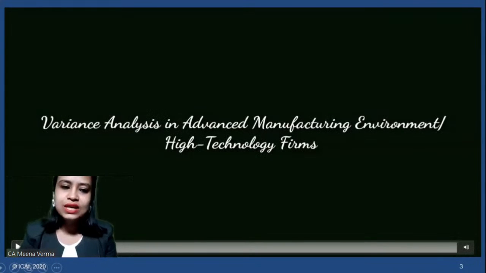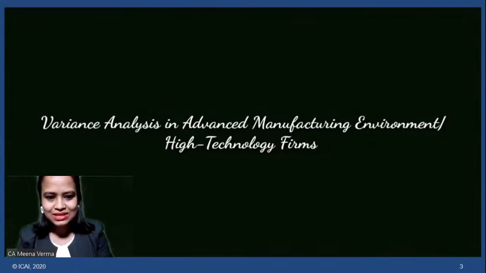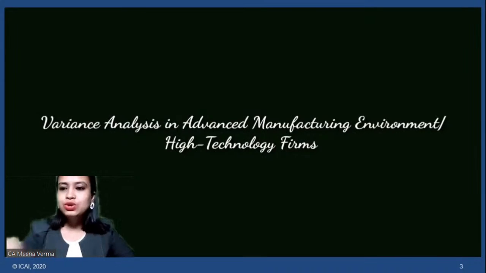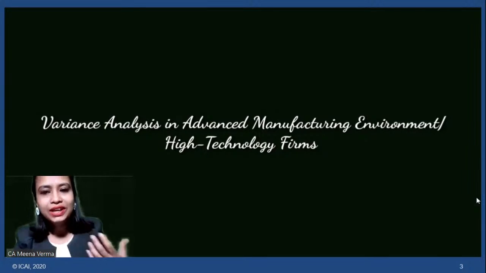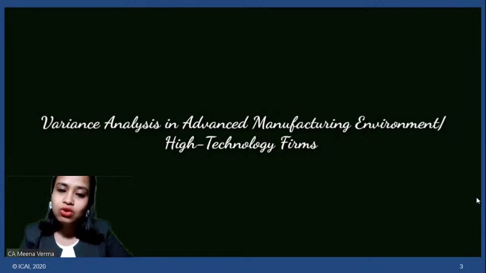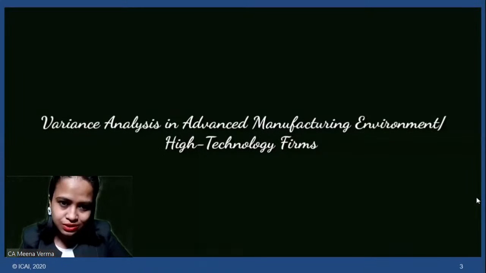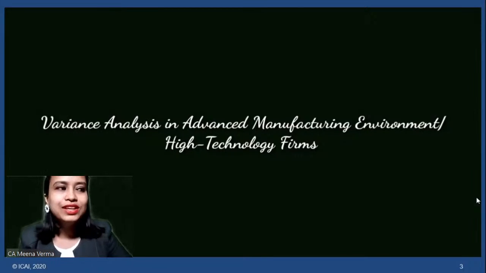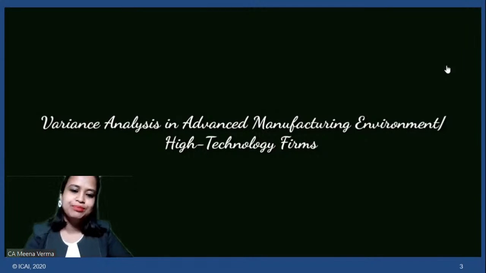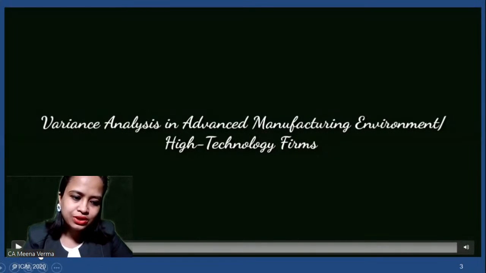Now let us first understand variance analysis in an advanced manufacturing environment. This is related to any industry, any organization, any firm in which you use high technology. High technology means you are producing your goods, doing the manufacturing process with the use of robots instead of labor. You're doing the production with the help of machinery. High technology, artificial intelligence and all. So this is all about this topic.